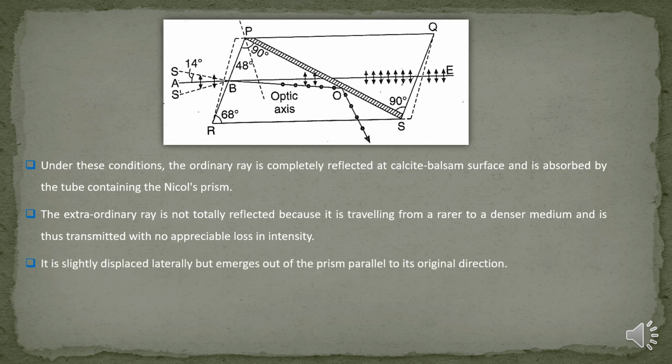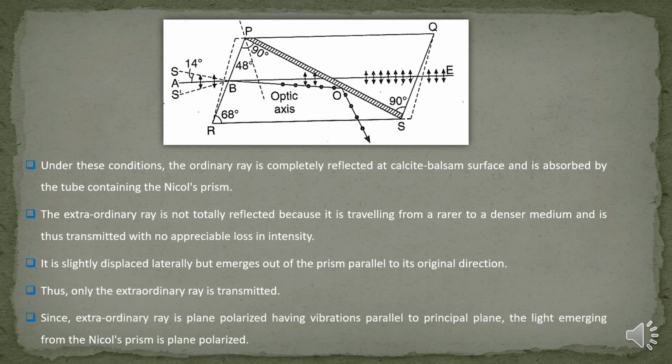It is slightly displaced laterally but emerges out of the prism parallel to its original direction. Thus, only the extraordinary ray is transmitted. Since the extraordinary ray is plane polarized, having vibrations parallel to the principal plane, the light emerging from the Nicol's prism is plane polarized, as shown in the above figure.